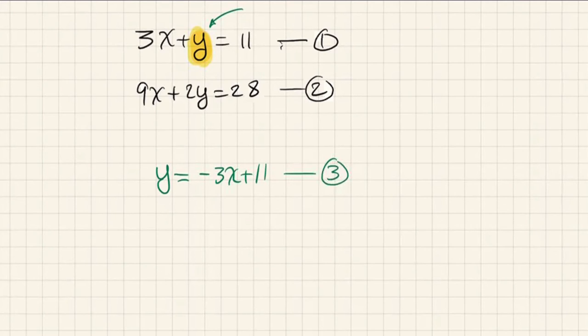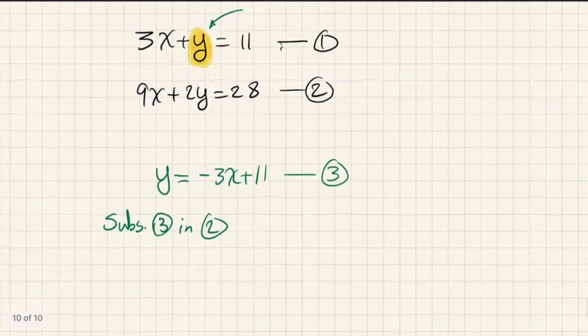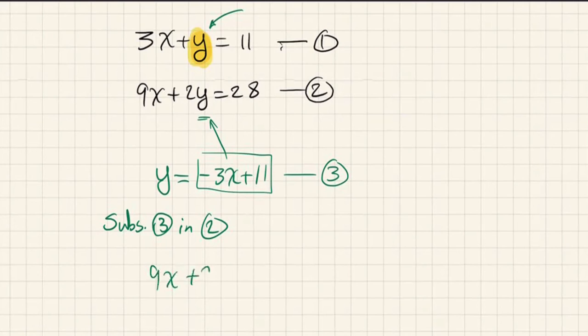Then I got 3 from 1, so substitute 3 in 2, because I got 3 from 1, so I'm going to substitute in the other one. I will remove the y and put this instead. So 9x plus 2, instead of y it will be negative 3x plus 11, equals 28.